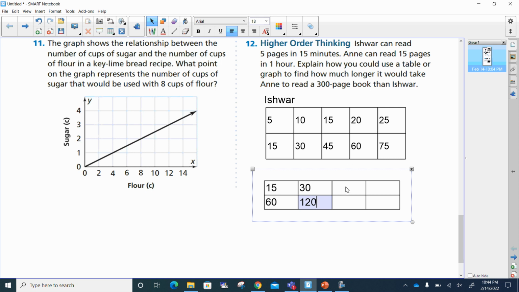If we did this, let's see, 15 more pages would be 45. Another 60 pages would be 180. Another 15 pages would be 60. Another, excuse me, yeah, and that would make about 240. So actually we needed one more of these. Let's see if we can extend it.